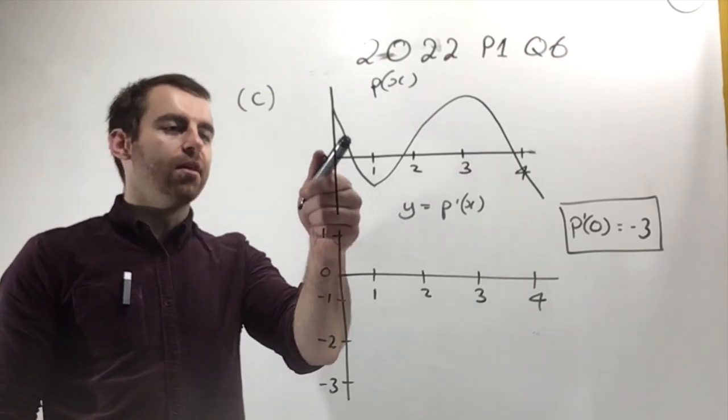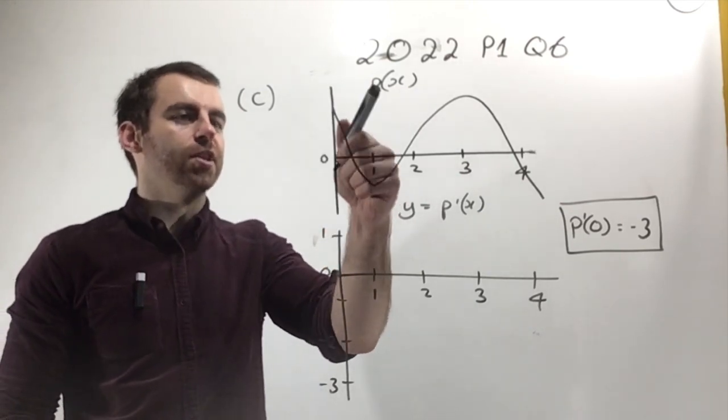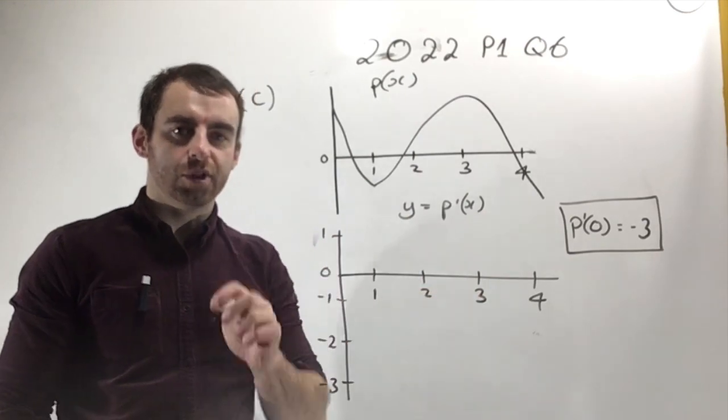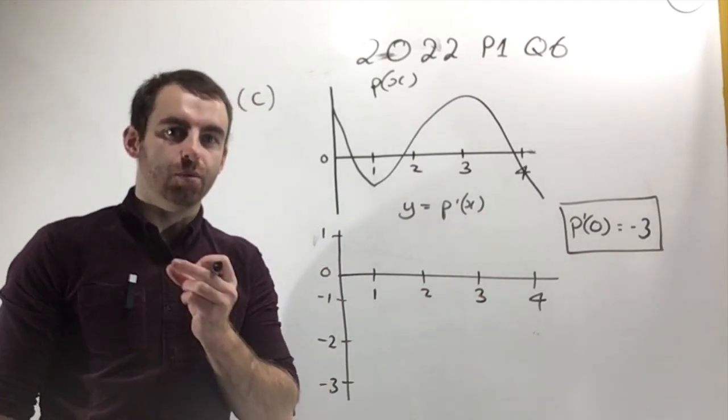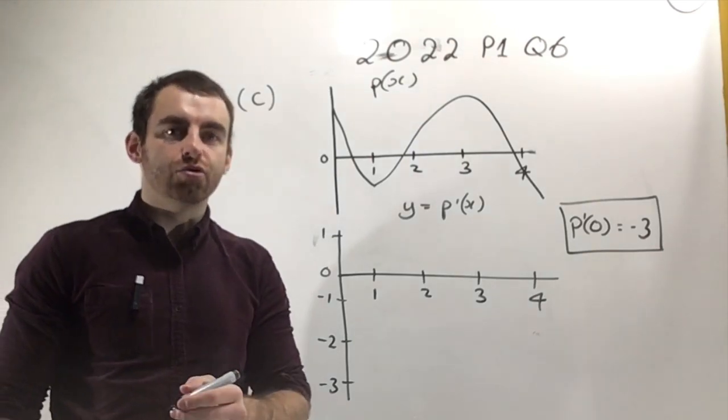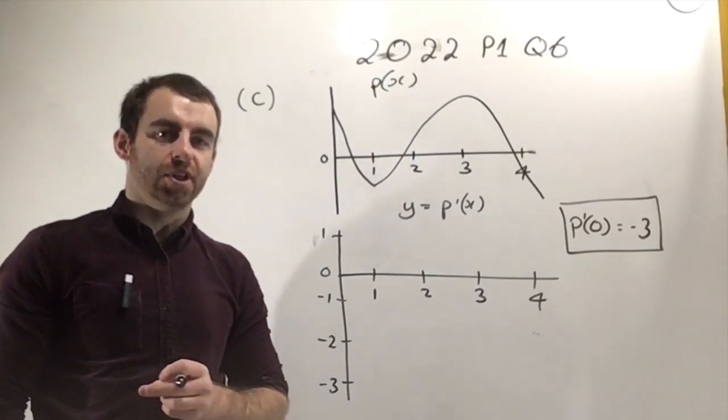First of all, you should recognize that if the original function, p of x, is a cubic function with 2 turning points, then the derivative will be a quadratic function with 1 turning point. So we're just trying to draw a quadratic function here.